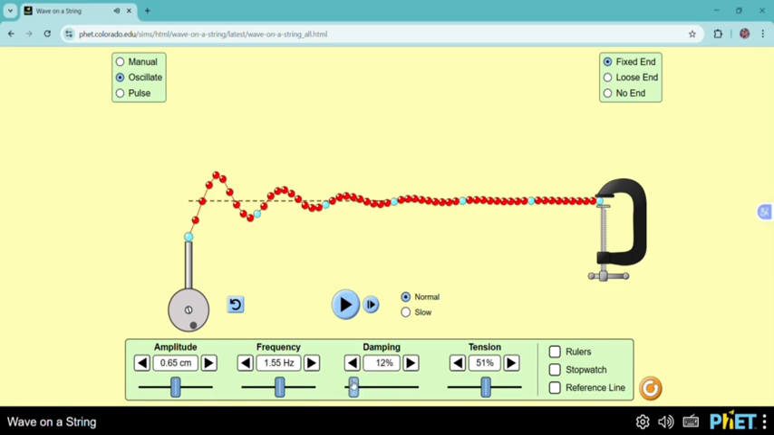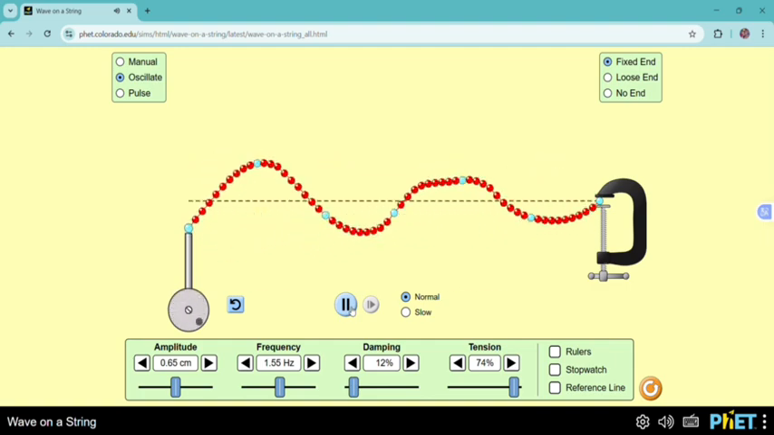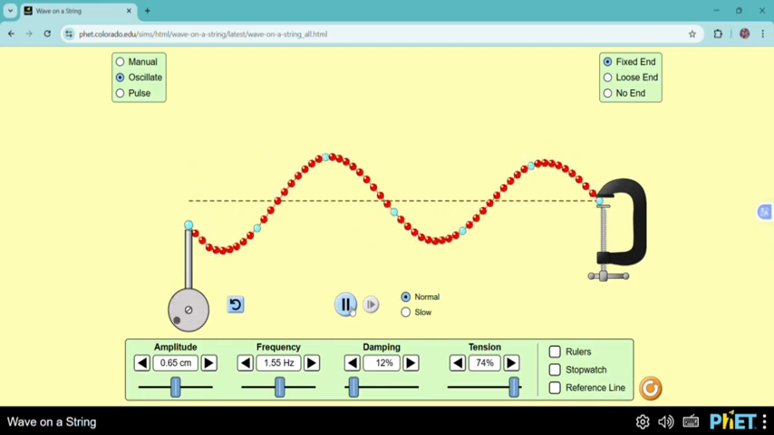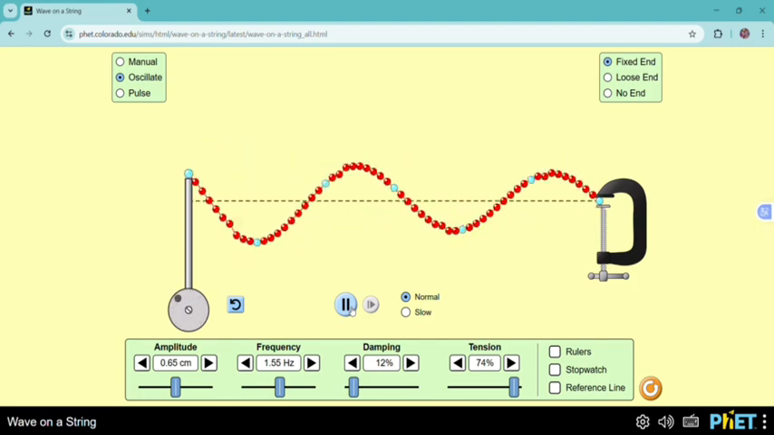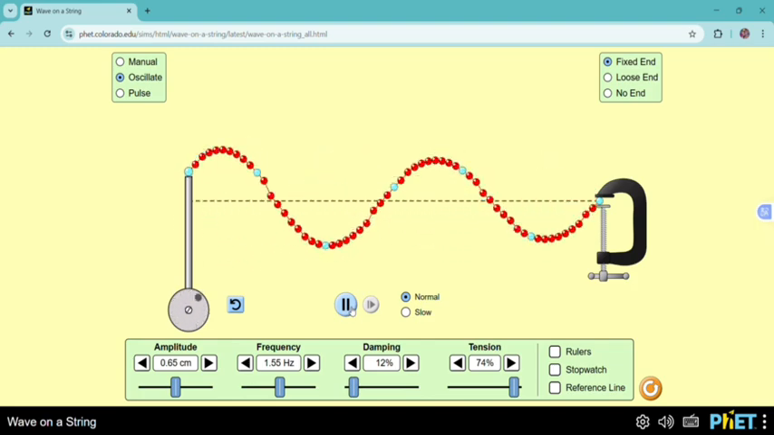For low damping and high tension, we can see that the wave moves fast and the amplitude is high. The wave reflects with inversion at the fixed end. A clear standing wave is formed with fewer knots and a longer wavelength.